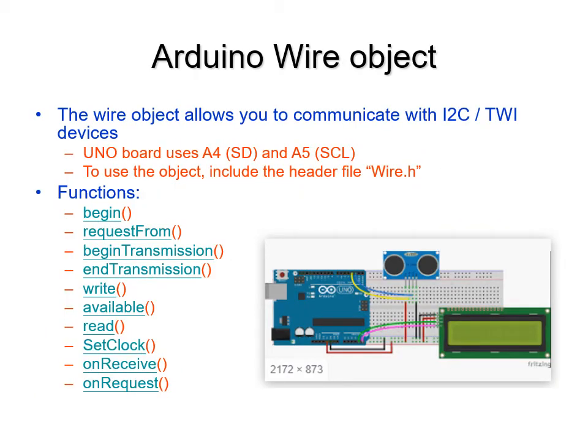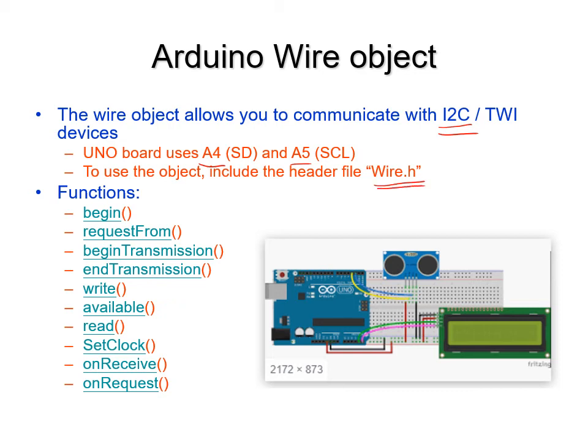Now here we show you another object that we frequently use. It is the Wire object, and as I said, we may use I2C to make the connection to some other device. The Wire object is the library that is used by the I2C or two-wire interface device. In Arduino, it uses the A4 and A5 pins for the I2C transmission. One is for data, one is for clock. And to use the object, you should include Wire.h.